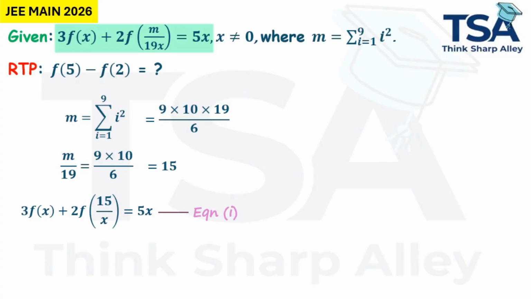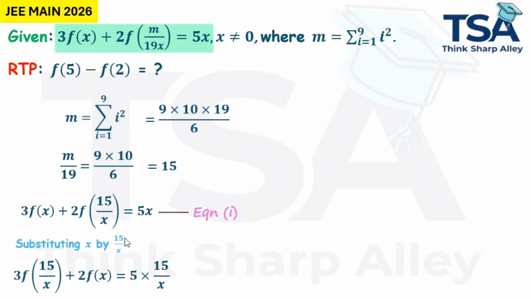Now from here we use a classic mirror substitution. That is, in place of x, we put 15 by x, to generate two simultaneous linear equations that will help us to isolate f(x) completely. So let's see how the function turns out to be. x is replaced by 15 by x. Here 15 divided by 15 by x gives me just x.